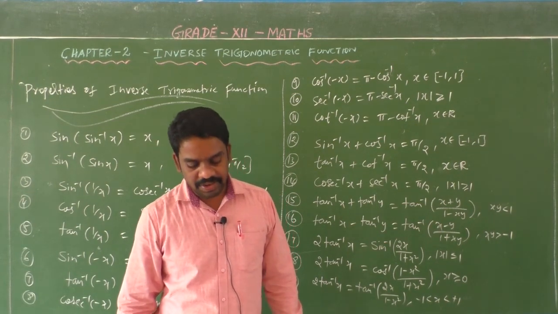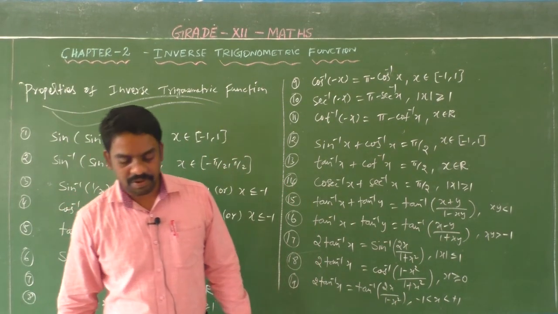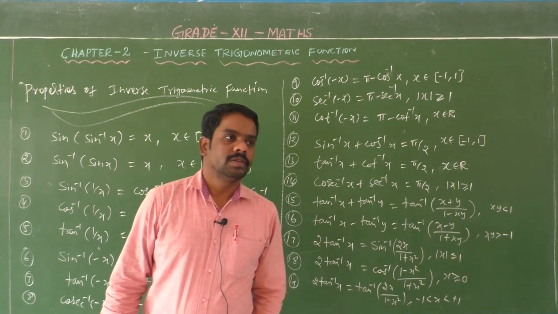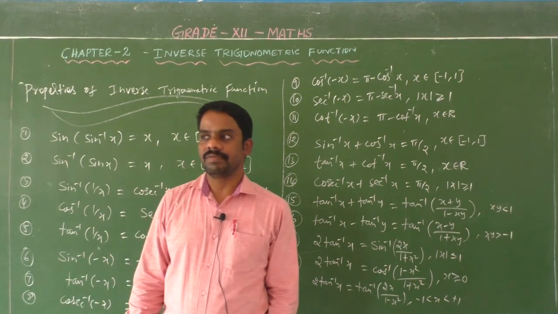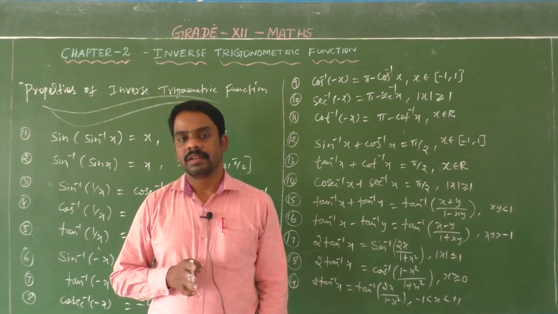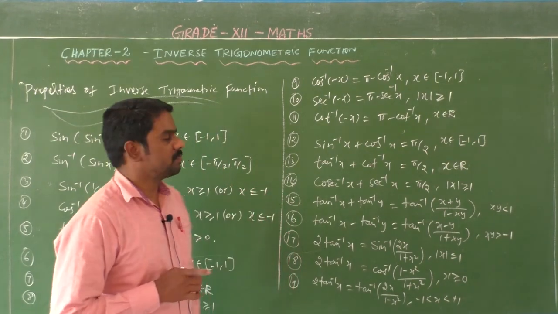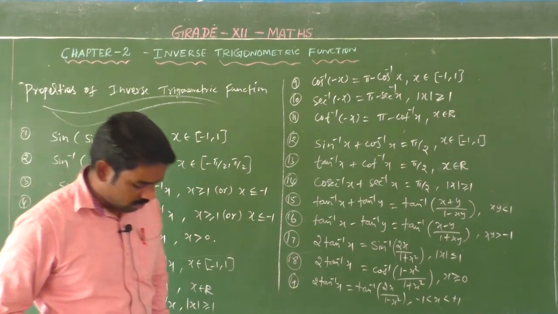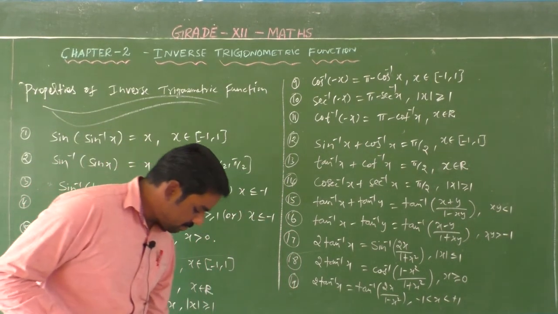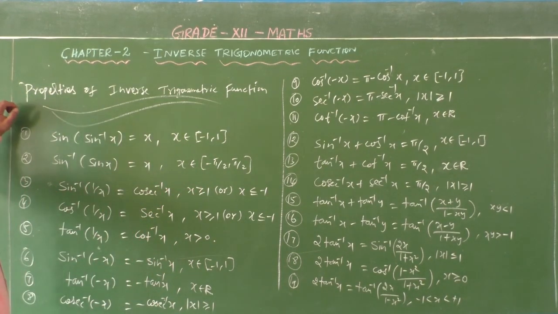Next, properties of inverse trigonometric functions. So these are the properties of inverse trigonometric functions, and its proof is a deleted portion. Okay, only the proof is the deleted portion. So these formulas are very, very important. So prepare these formulas very well. Listen. Properties of inverse trigonometric functions.